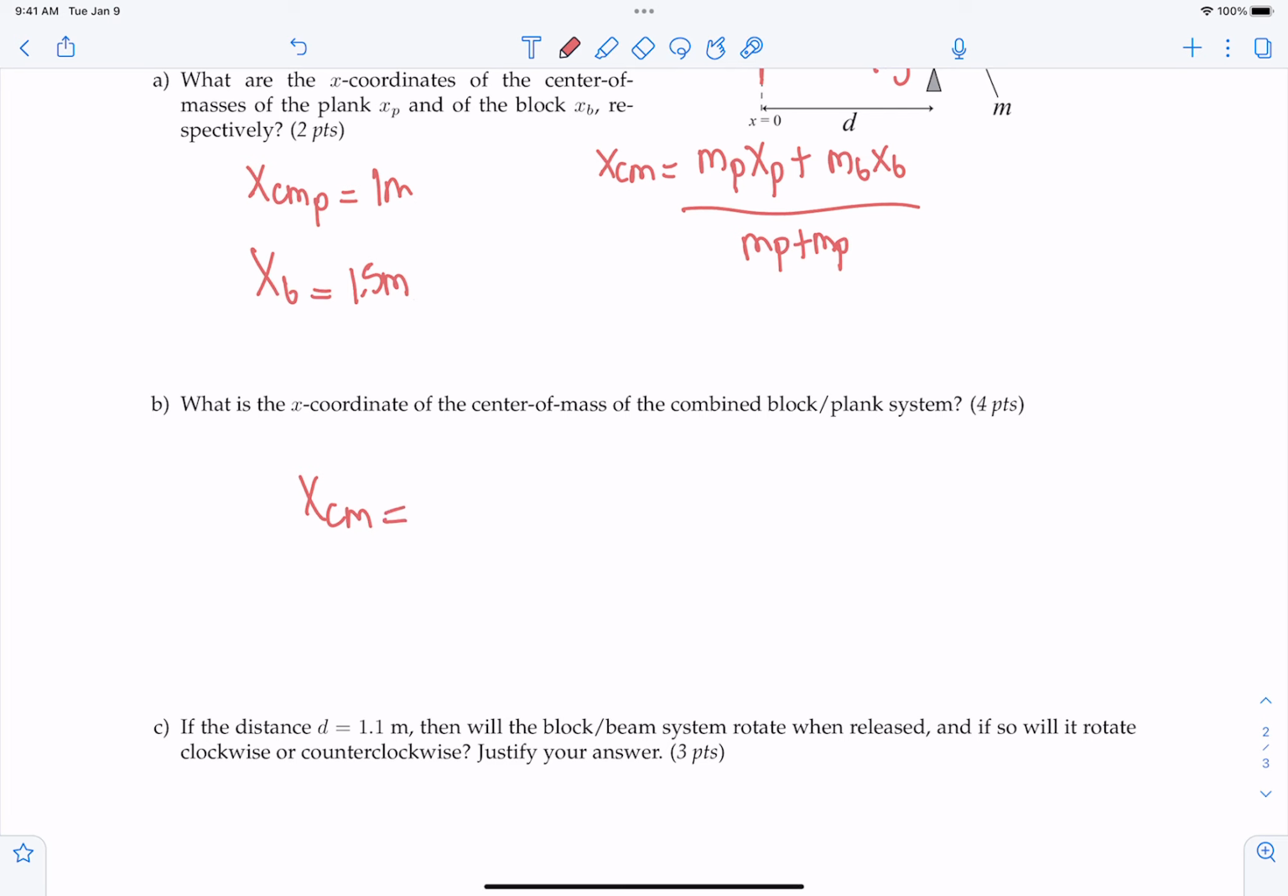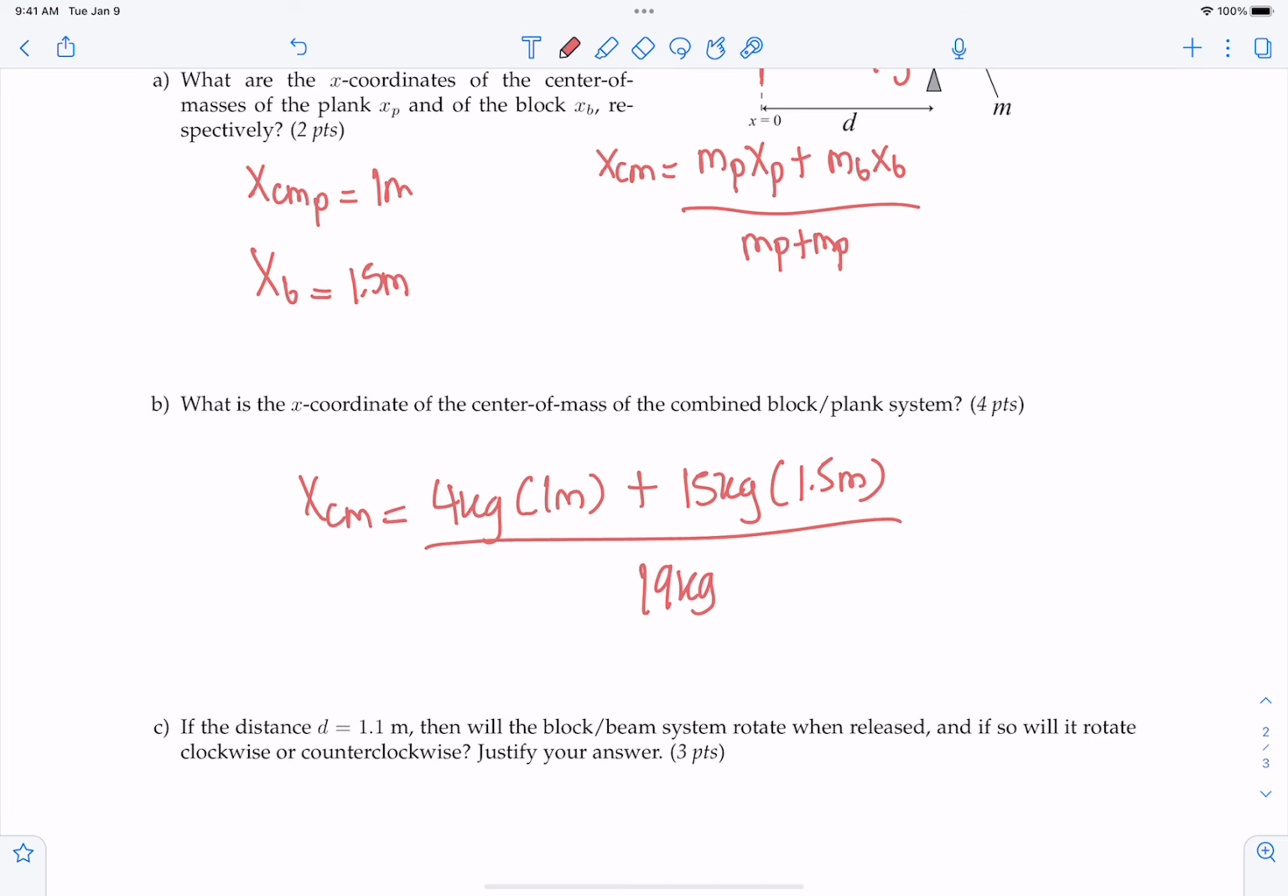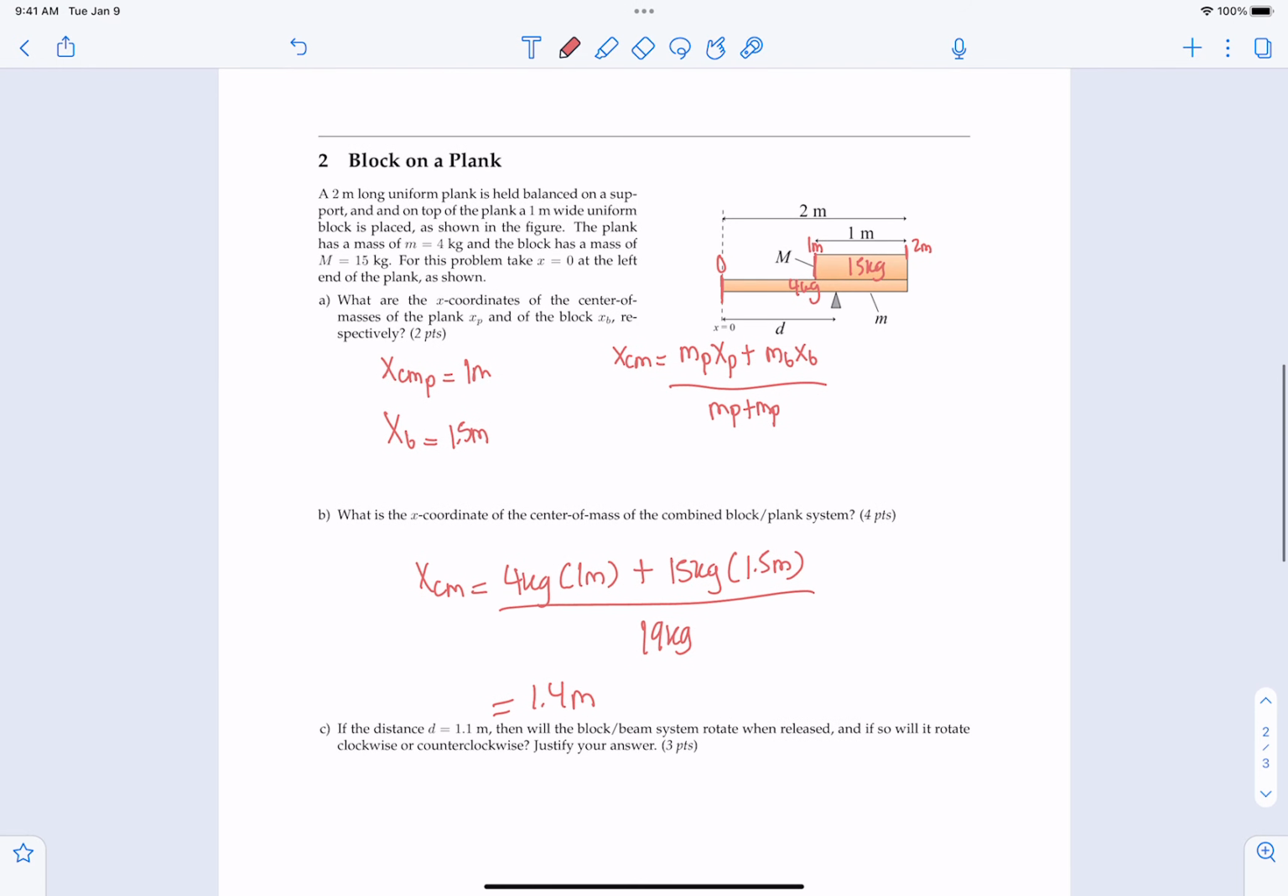X center of mass. We have the mass of the plank, that was 4 kilograms, and the center of mass of the plank was 1 meter away, and then 15 kilograms for the mass of the block, and that was 1.5 meters away, and then divided by 19 kilograms, which is the total mass, and that should give us 1.4 meters for the center of mass for the entire system.